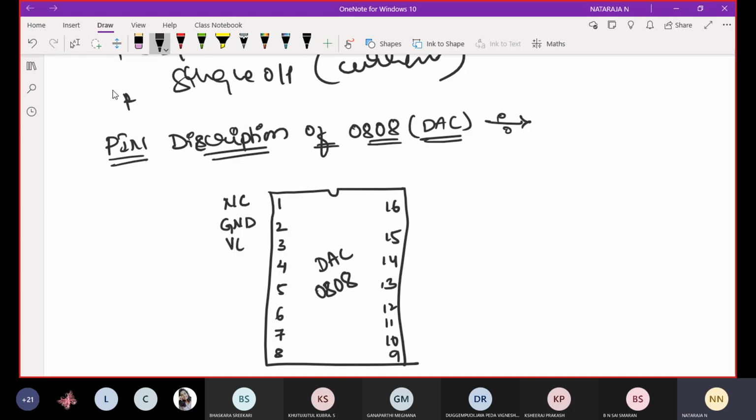Next we have VEE. We have different voltages, that is VCC and VEE. VCC and ground will be with respect to working of the IC 0808, and VEE is some voltage externally we are going to give. Okay, next analog output, pin number 4. This we can also take as I0. Then pin number 5, 6, 7, 8 will be A1, A2, A3, A4.